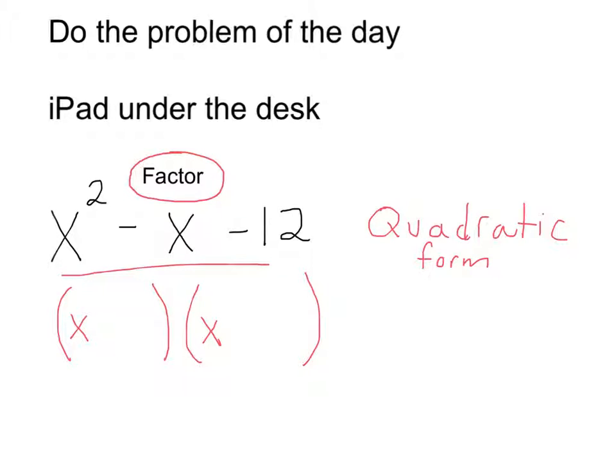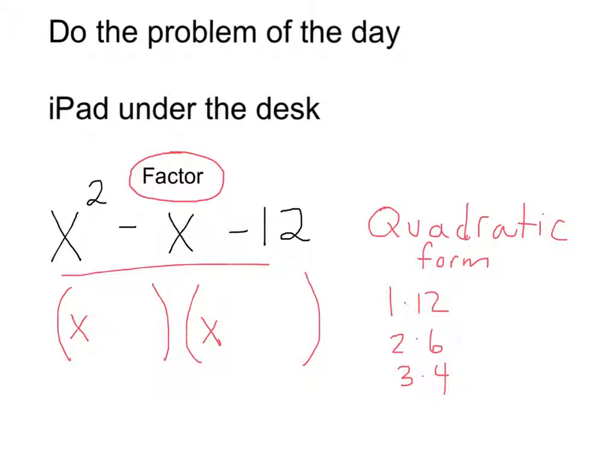Remember the first two positions, this spot and this spot, must multiply to give you x squared. And now you need to figure out what your factors of 12 are. So 1 times 12 gives you 12, 2 times 6 gives you 12, and 3 times 4 gives you 12.